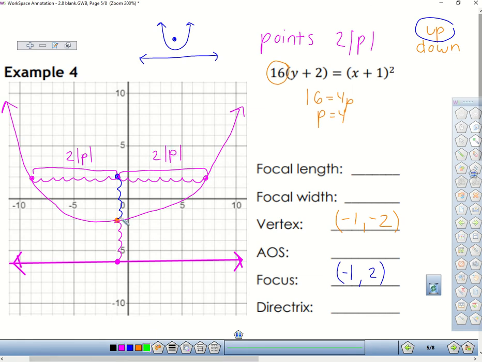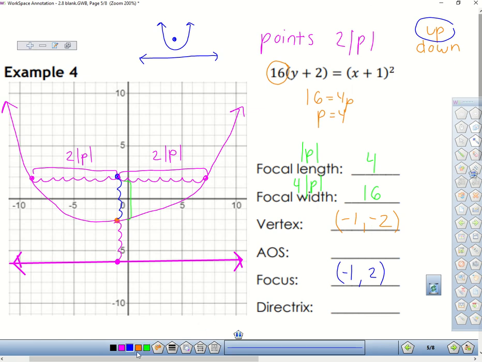Focal length is right here. Focal length is always the absolute value of p, which is 4. Focal width is always 4 times the absolute value of p, which is 16. And now our axis of symmetry.